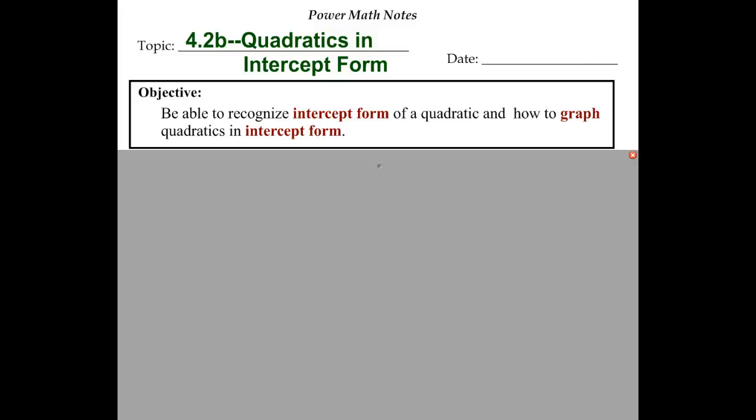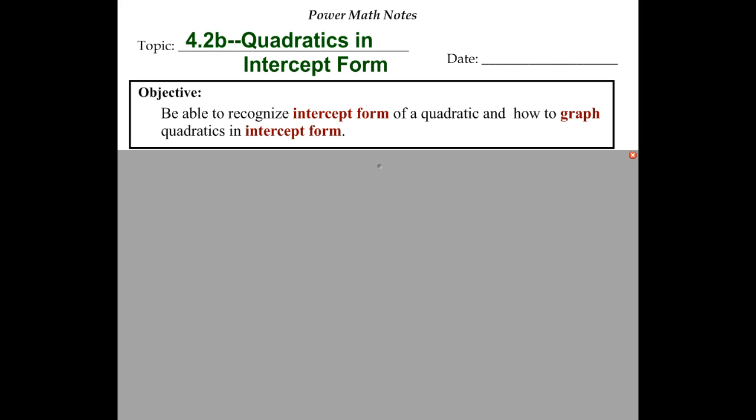All right, today we're going to talk about section 4.2 from Algebra 2, and really we're going to focus on graphing quadratics in the intercept form. So what we're going to be able to do is recognize the intercept form of a quadratic and how to graph quadratics that are in that intercept form.